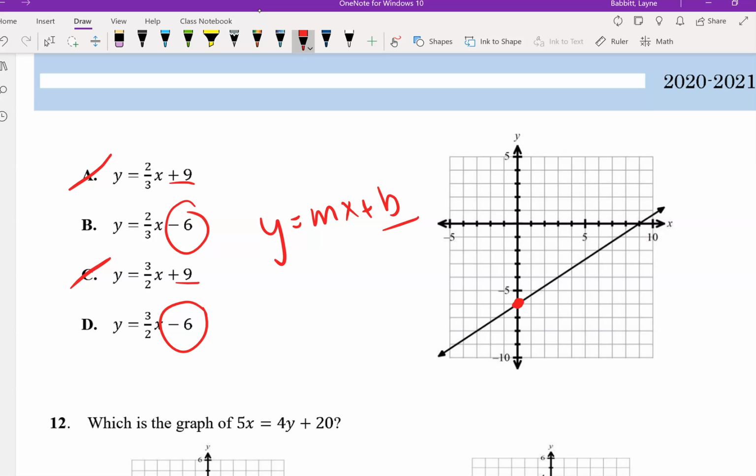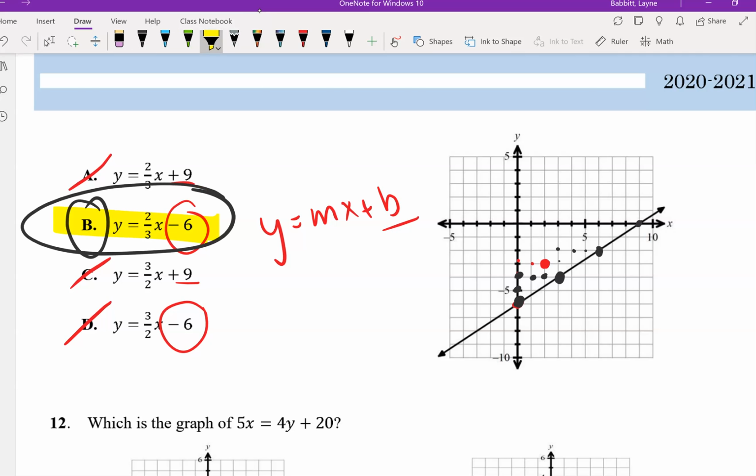Alright, and then the next thing, I need to count the slope. I want to see, does it go up 2 over 3 or does it go up 3 over 2? So if I go up 3 from here, 1, 2, 3 over 2, that would be the next point. So it's not up 3 over 2. It must be from here, up 1, 2 over 1, 2, 3. So the slope is up 2 over 3. So B must be our correct answer.